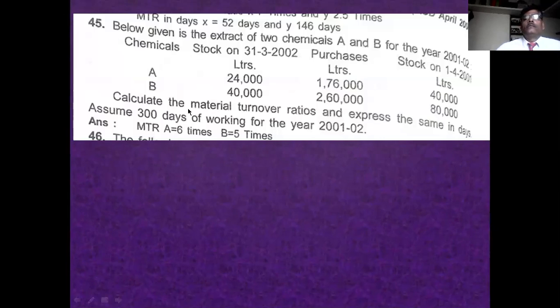Here is the problem. I have taken this problem for calculation of the material. Below given is the extract of the two chemicals A and B for the year 2001-2. Chemical A and B are there. That is called material. Opening stock is given. Purchases are there. Closing stock is there.